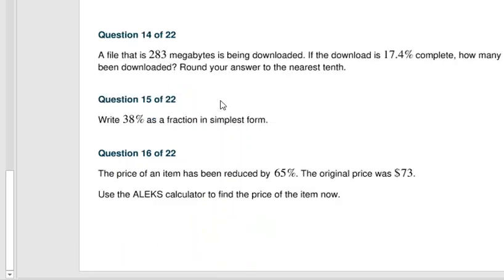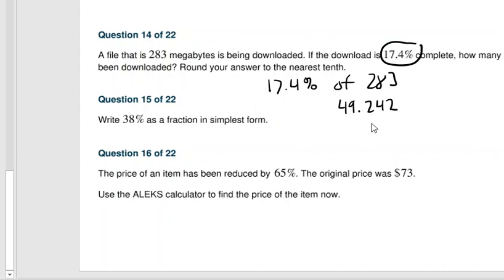Okay, question number 14. A file that is 283 megabytes is being downloaded. If the download is 17.4% complete, how many megabytes have been downloaded? So we need to figure out what 17.4% of 283 is, and that will tell us how many megabytes have been downloaded. Okay, and we're supposed to round that to the tenth. So 49.242. If we round that to the tenth, our tenth spot is right here. So that is going to be 49.2.